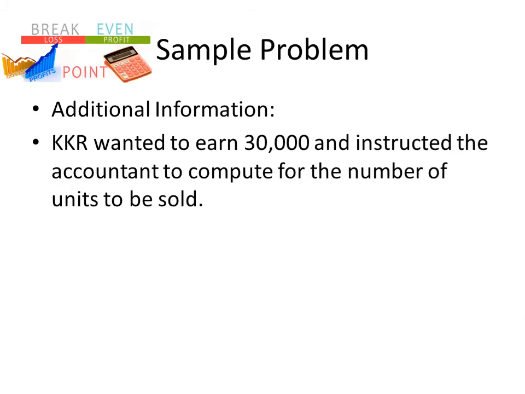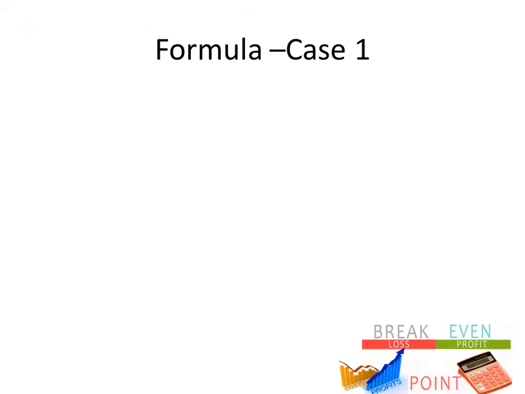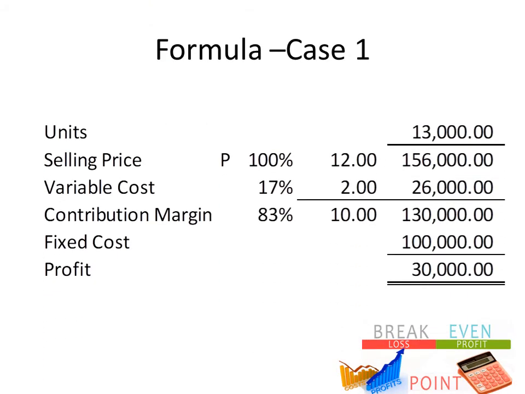So let's assume that KKR wanted to earn 30,000 and instructed the accountant to compute the number of units to be sold. That's another case. And then what if they wanted to earn 30,000 net of tax, with a tax rate of 30 percent? We also need to compute the units sold. So let's try. We start with the profit of 30,000 because that's the profit that we want.